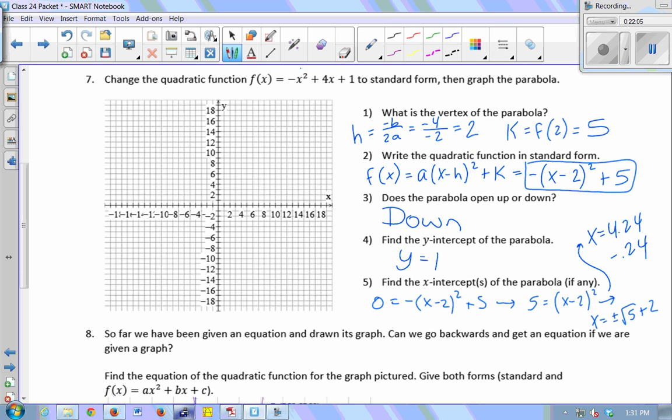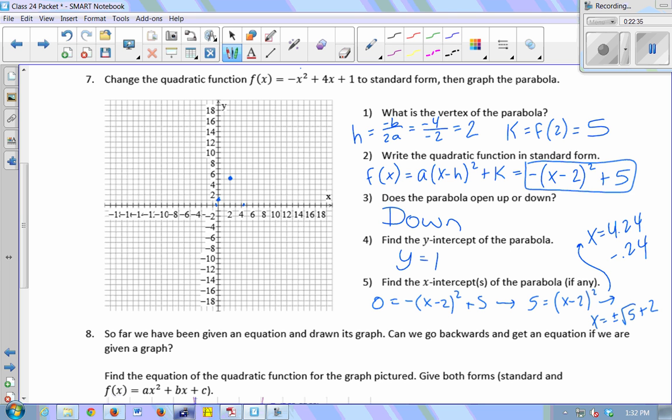So now I can graph it. I know my vertex is at 2, 5, and it opens down. And then I can put in the y-intercept and the x-intercepts. Y-intercept at 1. X-intercepts at 4.24, go there, and negative 0.24, about there. And there's one other thing.